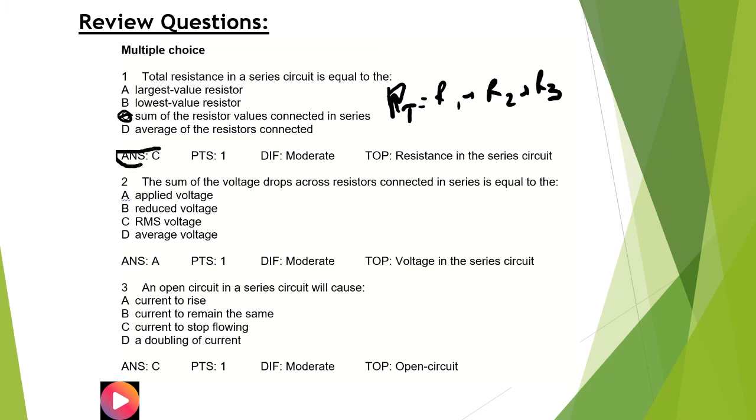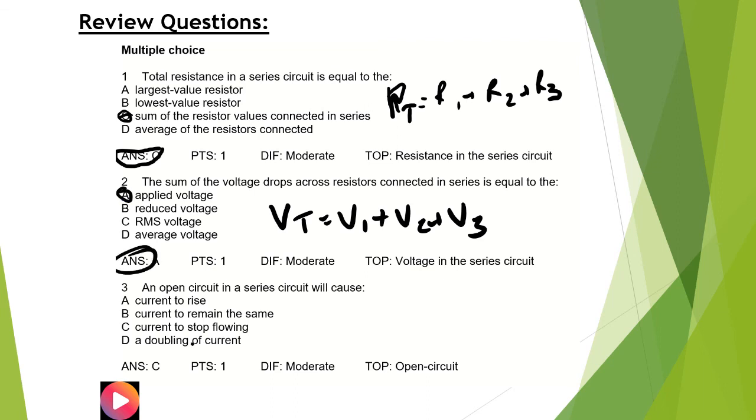Oh, there you go. There's the answer right there. Okay, the sum of the voltage drops across the resistors connected in series is equal to the sum. Well, VT equals V1 plus V2 plus V3, yeah? So the sum of the voltage drops across resistors connected in series is equal to the applied voltage, and look at that, there's the answer there.